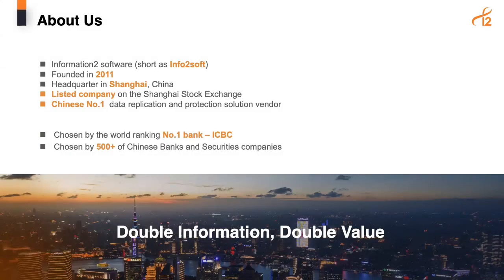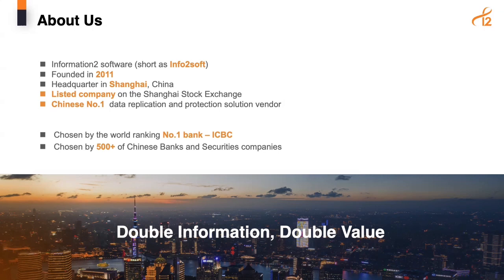Info2 Soft, its full name is Information2 Software. So you can call us Information2 or Info2 Soft or Info2 as you wish. It was founded in 2011 and is headquartered in Shanghai, China. We have many offices, and it's a listed company on the Shanghai Stock Exchange, and it's the Chinese number one data replication and protection solution vendor. Our solutions have been chosen by the world ranking number one bank, ICBC, Industrial and Commercial Bank of China.